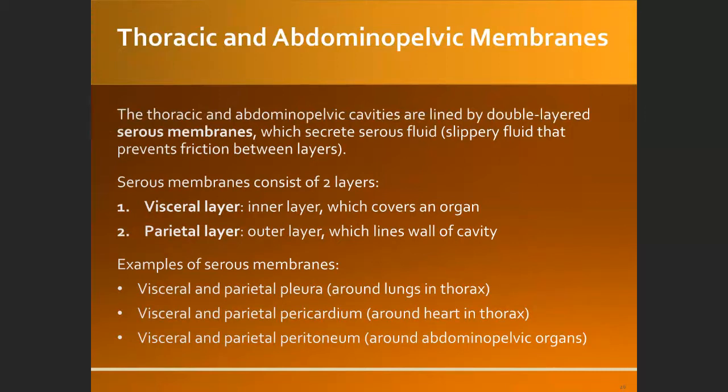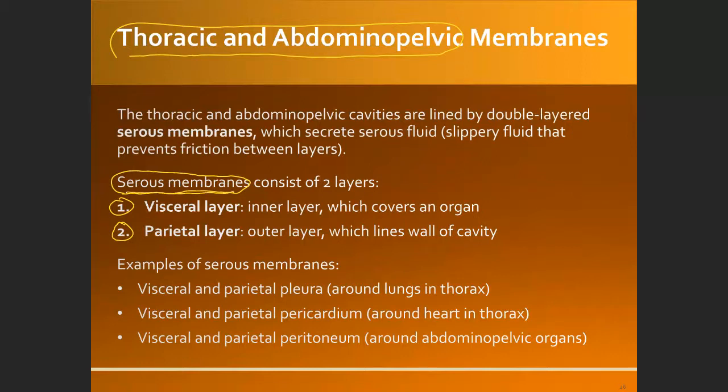The membrane that protects the thoracic and abdominopelvic cavity is called the serous membrane. The serous membrane only has two layers. If you compare with the cranial cavity and the spinal canal, their membrane is called the meninges. Sometimes you hear that people have meningitis. That's actually inflammation in the meninges, which is the layer that protects the brain and the spinal cord. So meninges has three layers: pia mater, arachnoid, and dura mater. While for the thoracic and abdominopelvic cavity, the membrane is called the serous membrane.